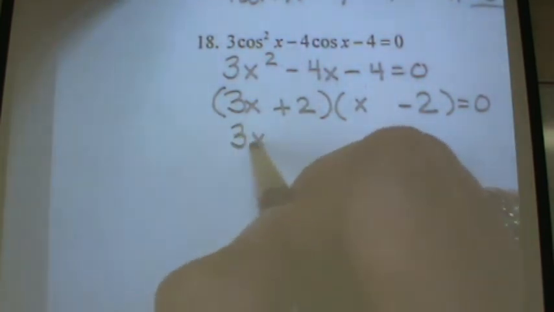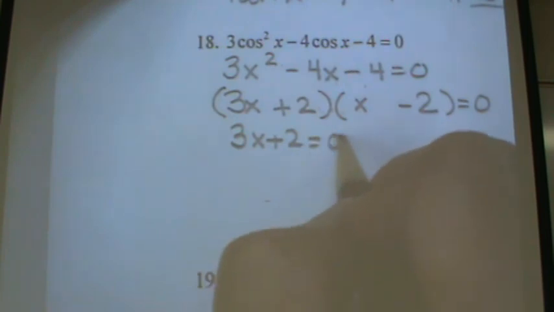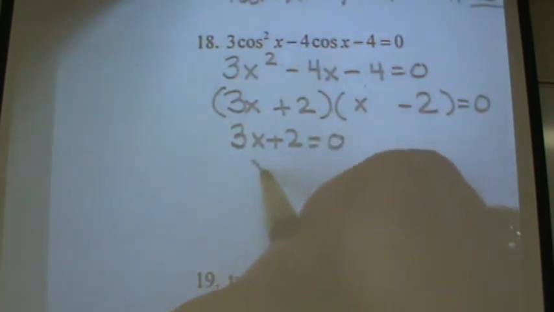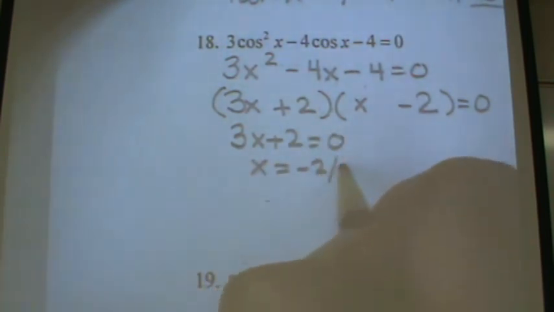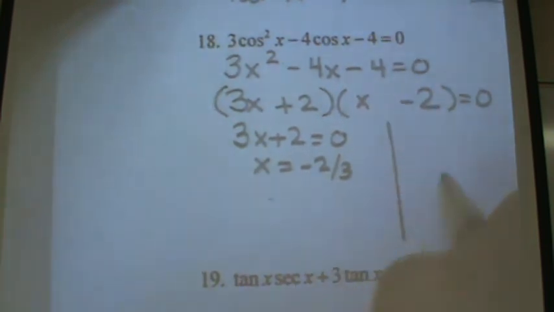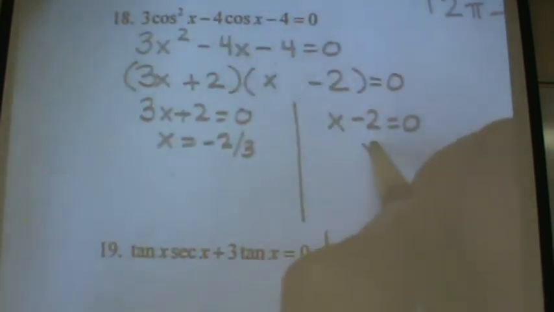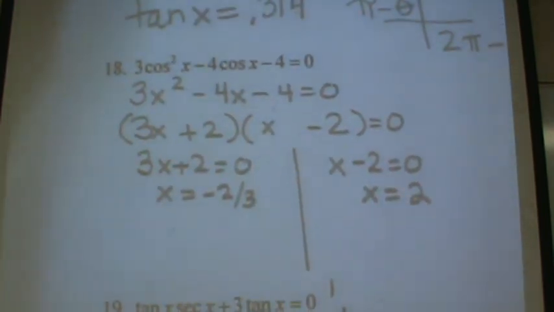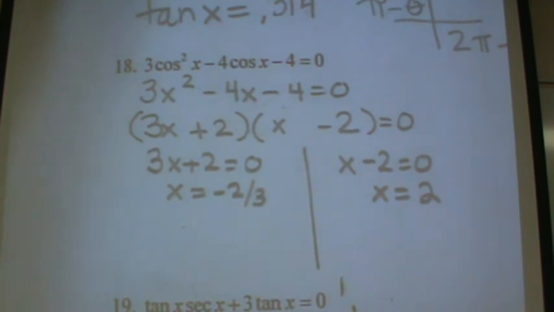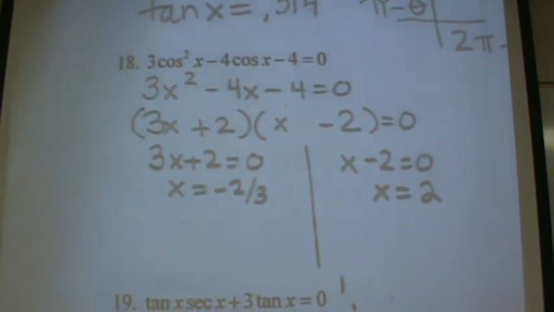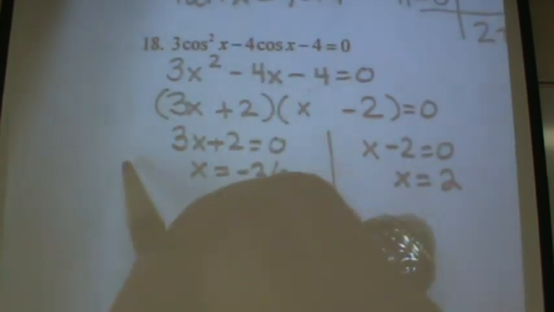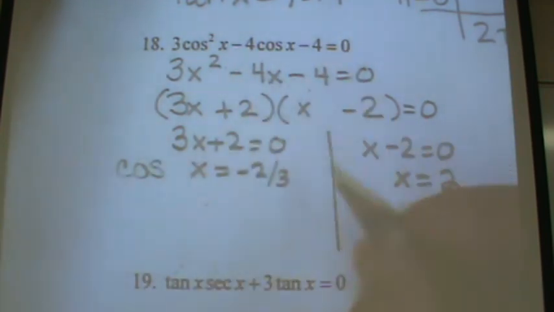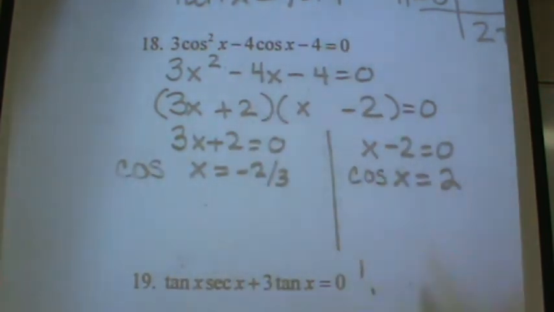So now, 3x plus 2, if you set this equal to 0, subtract 2 and divide by 3. You get negative 2/3. And what about this side? This is stuff you learned, and I remember when you were freshmen, I had a lot of you guys, and you said, why do we ever need to factor? There you go, to do this problem. How's that for an answer?